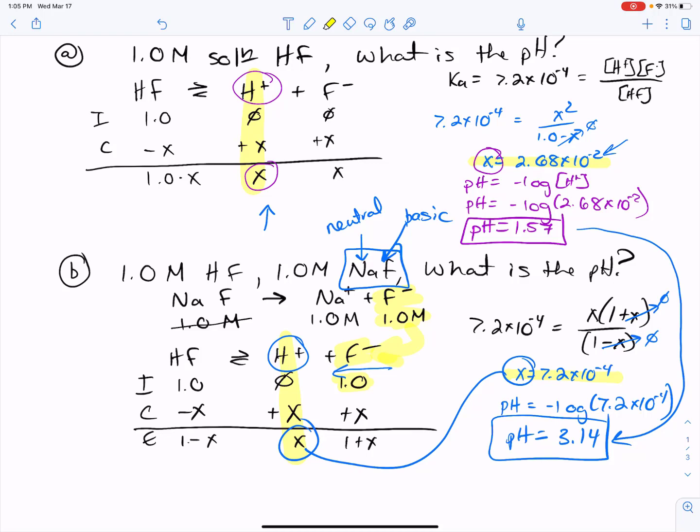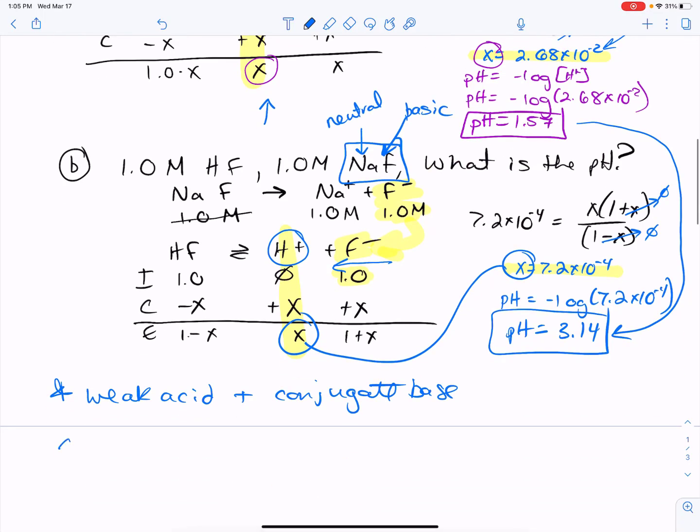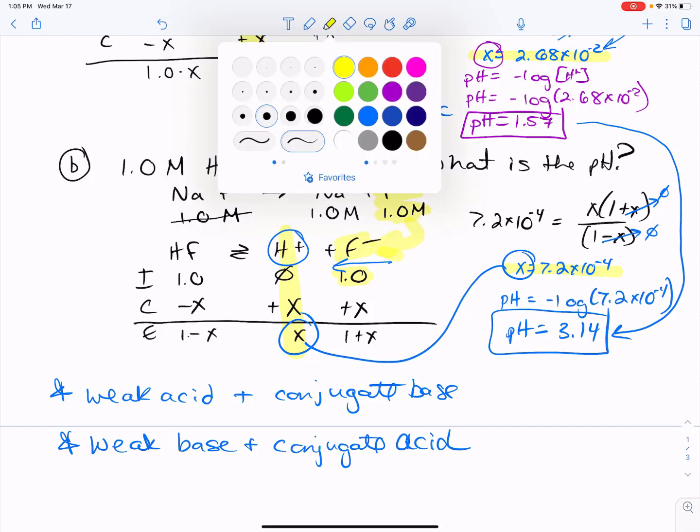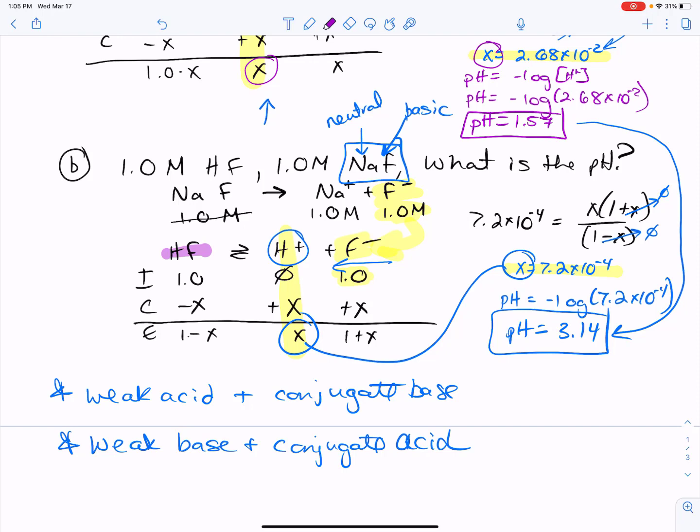Well, a buffer is simply a weak acid and its conjugate. I'm going to write this down: weak acid plus its conjugate base, or the opposite, a weak base plus its conjugate acid. If that's true, that is exactly what we saw up here, where hydrofluoric acid is our weak acid and its conjugate is fluoride, our conjugate base. By adding in a common ion, you're essentially satisfying the rule for a buffer.